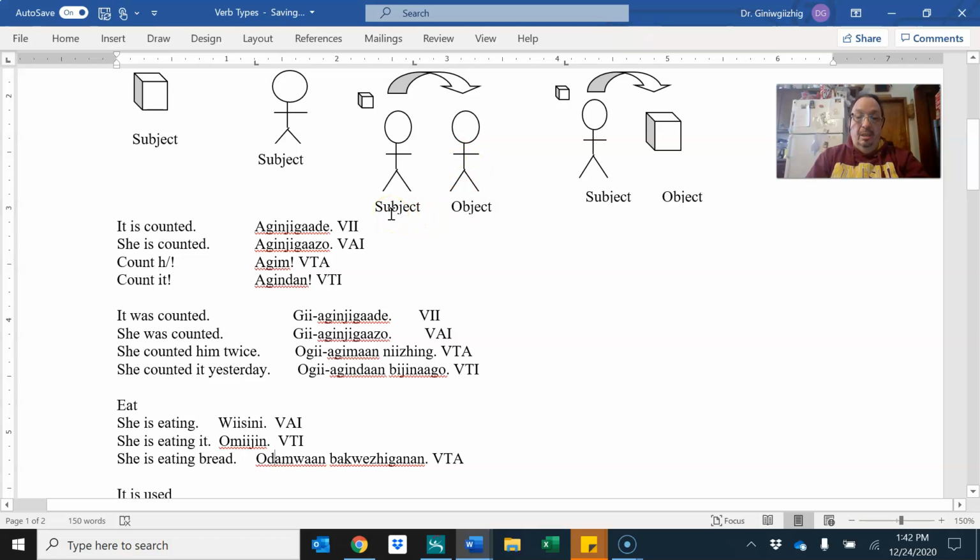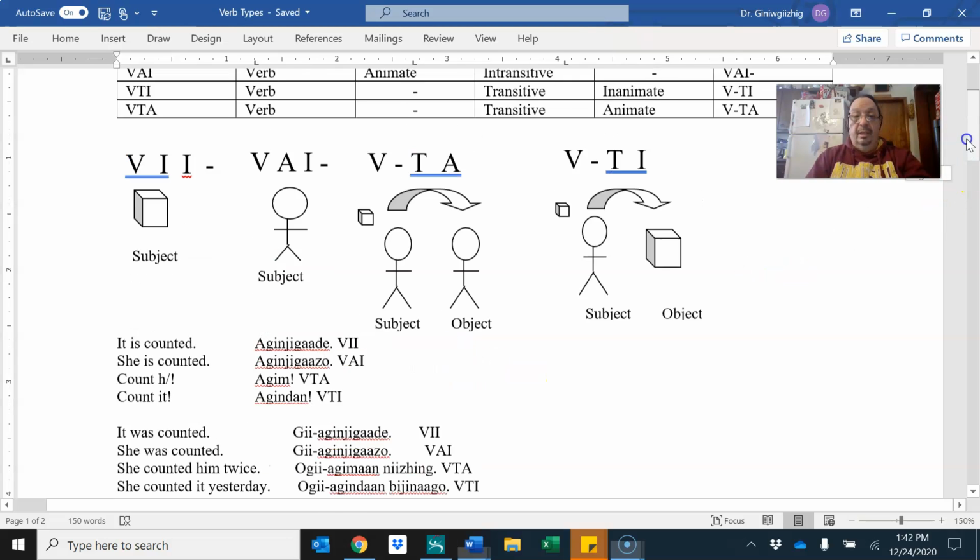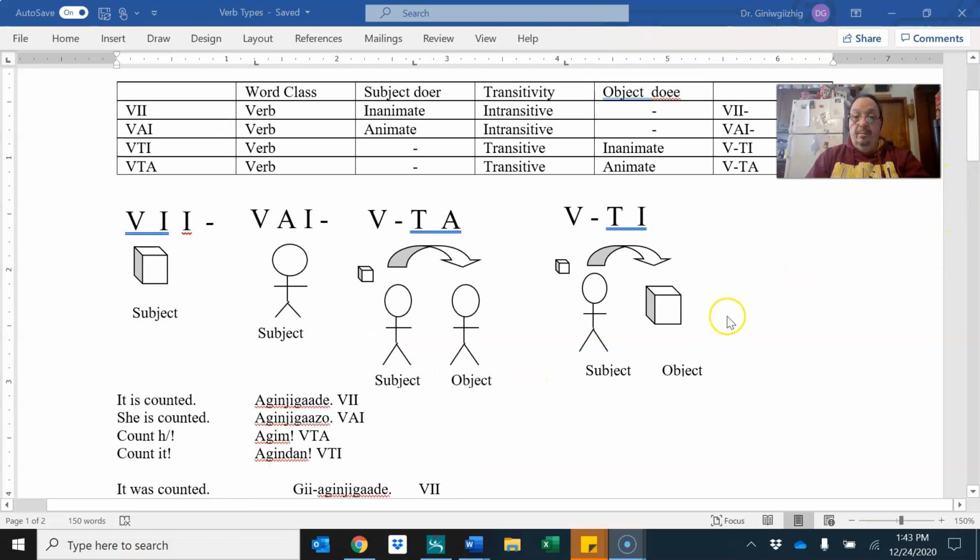Subject is she. The verb is eating. Is it transitive? Is it doing it to someone or something? Yes. And when she's doing it to something, she's eating him or her. That's the object is animate. Therefore, it's a VTA. And that's in a nutshell the difference between VAI, VII, VTA, VTI. Let's go back and review just a little bit before we close.